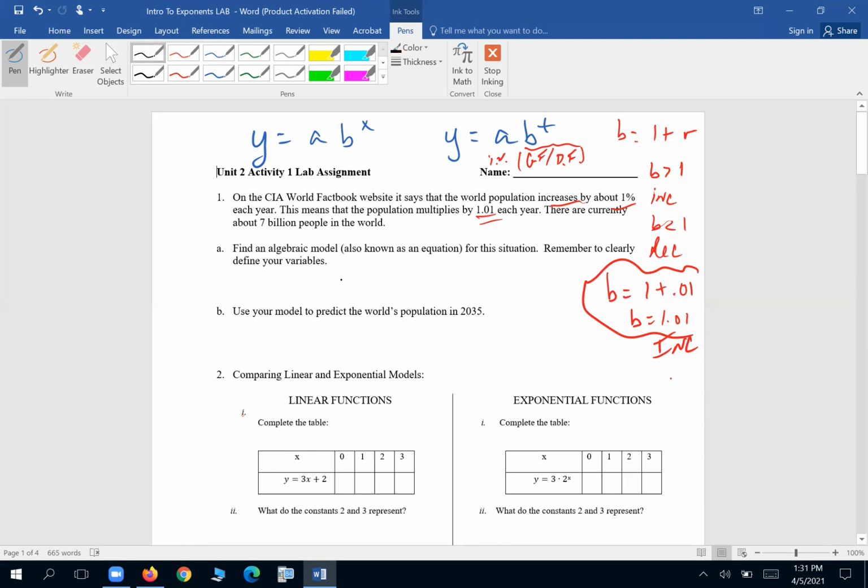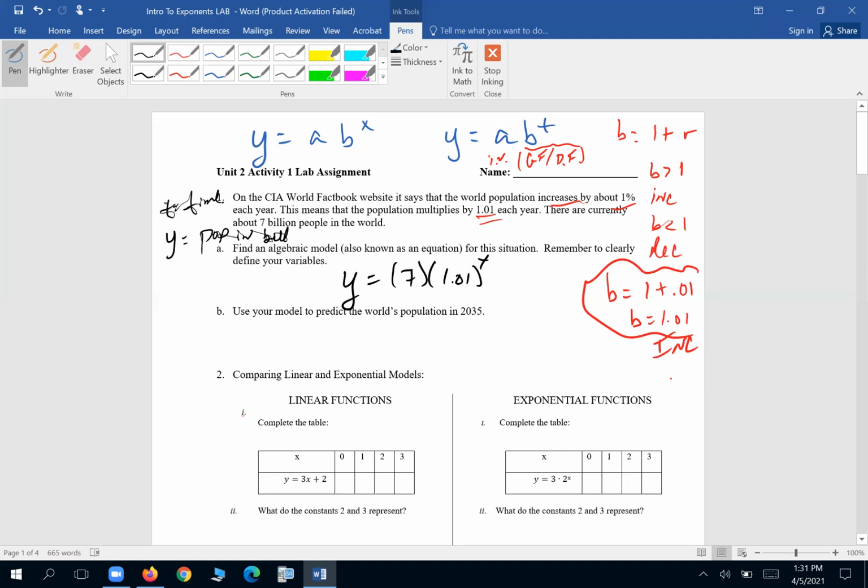There are currently 7 billion people in the world. So remember, that's your initial value. So your answer is going to be y equals 7 times the quantity 1.01 to the t, where 7 is in billions. So if you're just going to use 7, that's fine. You don't need to write out 7 billion. But remember your answer, you have to say y is population in billions. Also, t is equal to time.